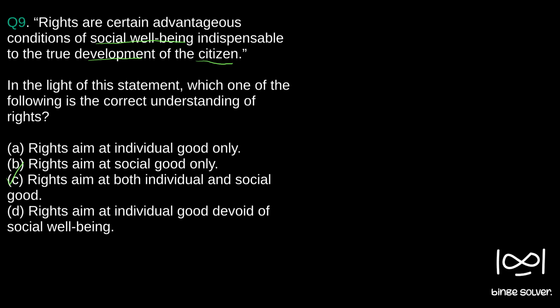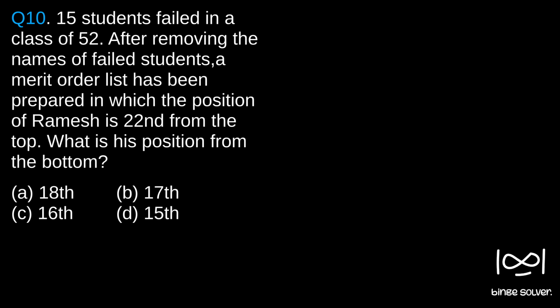Next question, question 10. 15 students failed in a class of 52. After removing the names of failed students, a merit order list has been prepared in which the position of Ramesh is 22nd from the top. What is his position from the bottom? So out of 52 students, 15 students, the failed students, were removed. So that gives 37 as the remaining students.